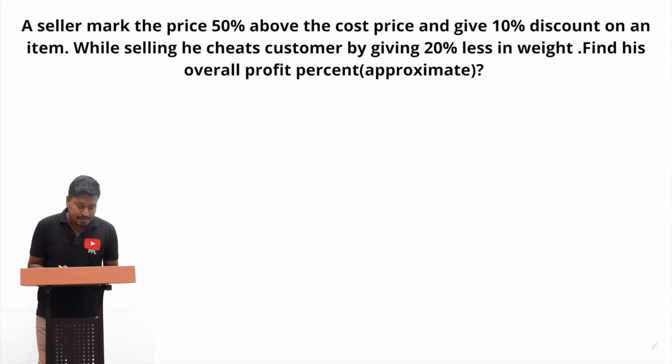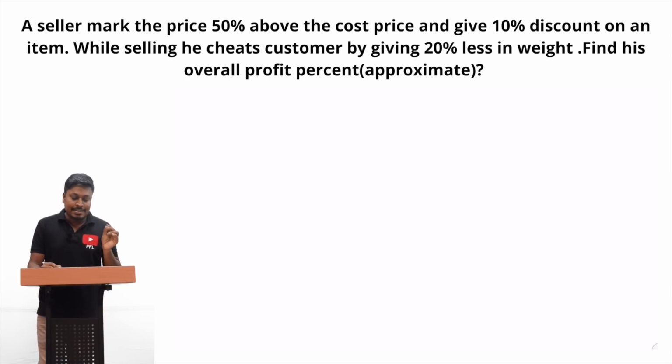So next question: a seller marks the price 50% above the cost price and gives 10% discount on the item. So we can say that this question is based on profit and loss. While teaching profit and loss, many times I have told you, make a fixed value like 100 rupees or 50 rupees or 1000 rupees and then start solving the question. Only then it will be easy, because most of the students will fix it as X percentage. So do not do like this, fix any amount as 100 rupees.